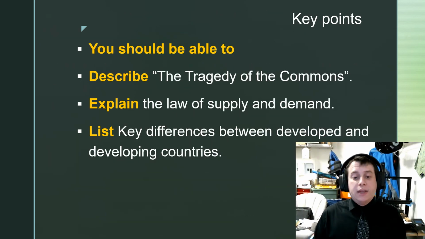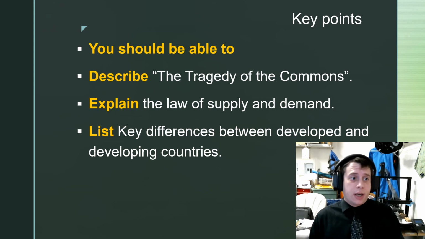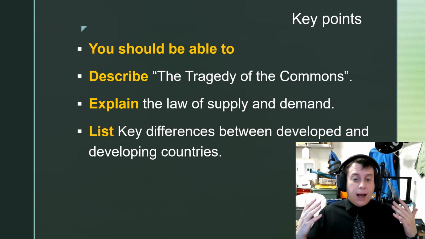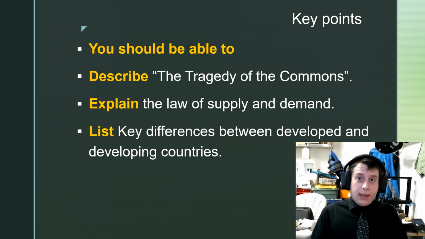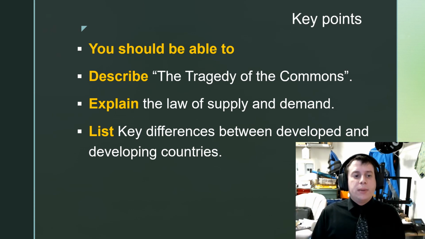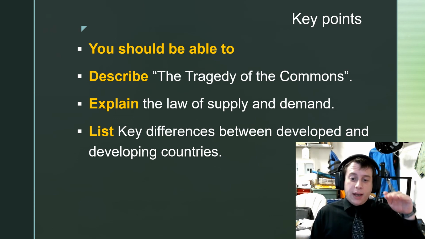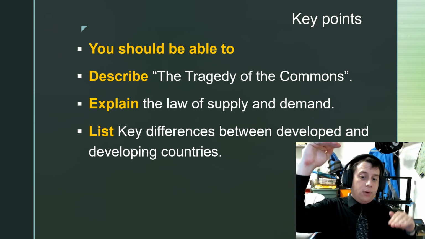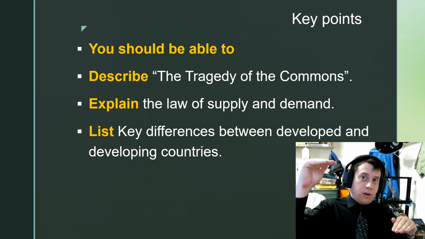So here are the key things that you need to take away from what I just discussed. First off, I want you to be able to describe the tragedy of the commons. All right. What is it? General idea that people act in short-term interest to the detriment of long-term health of society. All right. I want you to be able to explain the law of supply and demand. As supply goes down, demand and price will go up. All right. So they're inverse of each other.